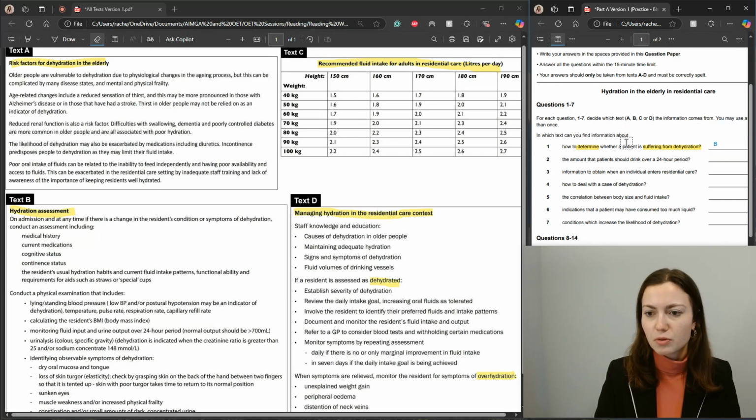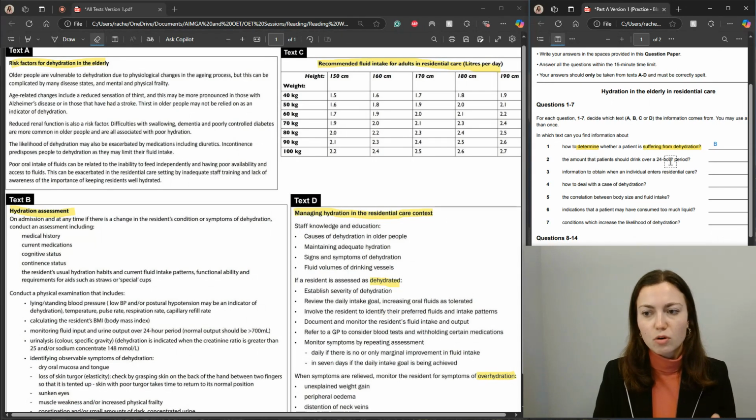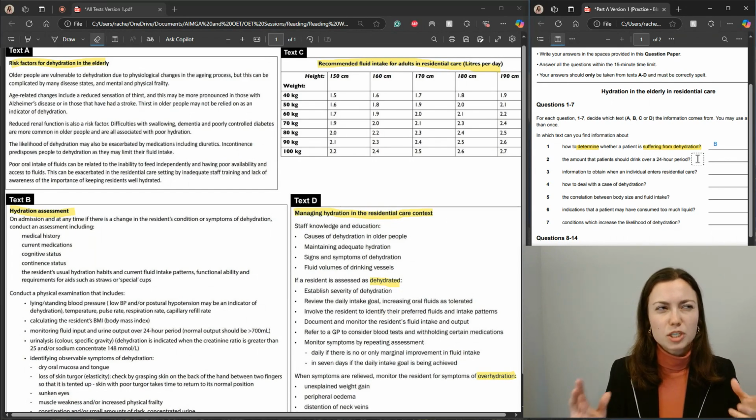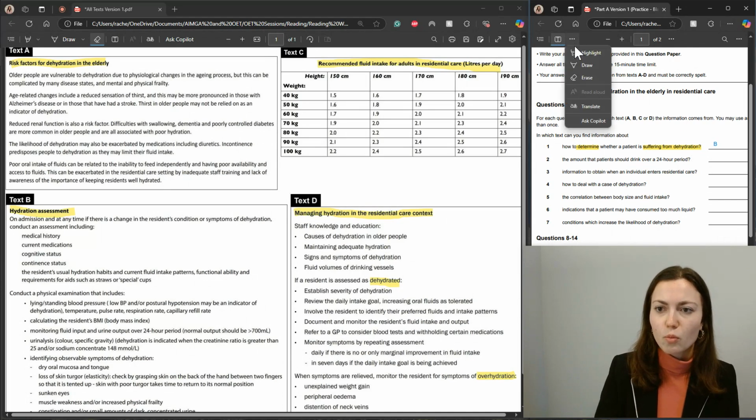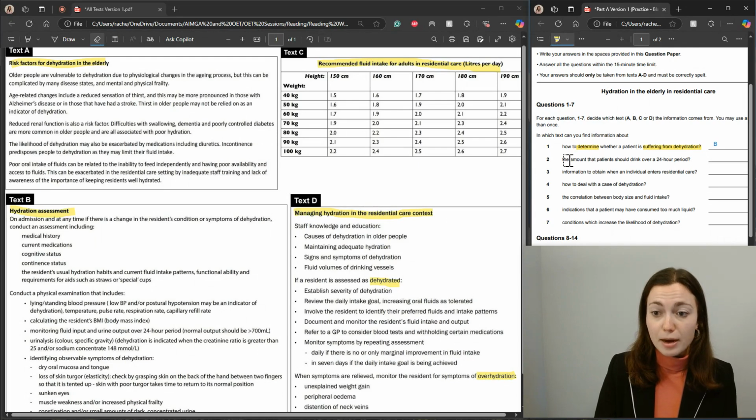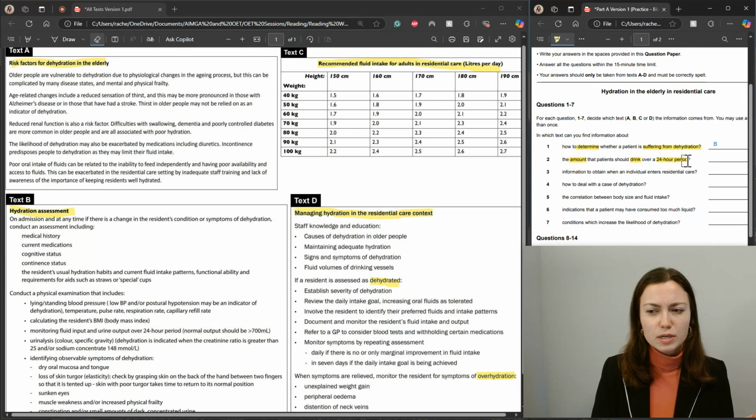Again, thinking of keywords. Try this next one with me, and again, same pattern: the amount that patients should drink over a 24-hour period. So in your mind, you're thinking, should I go A, B, C, or D? Which text should I check first? Well, a couple of clues here. One is the amount that they should drink. The second thing is 24-hour period. You should be thinking again back to our headings.